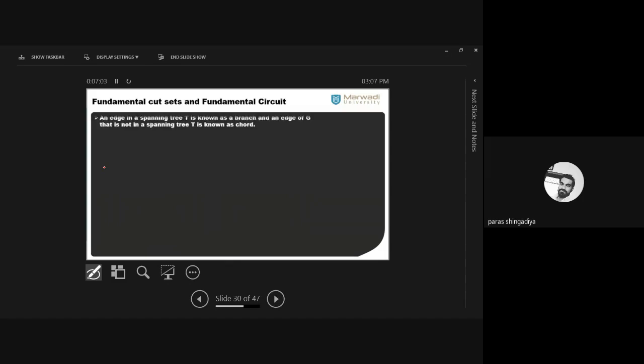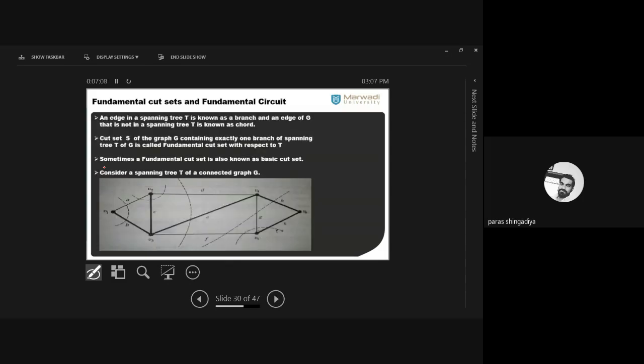Now today we'll start the next topic of this unit, that is known as fundamental cut set and fundamental circuit. First you have to know the meaning of cut set, and based on that we can define the fundamental cut set. So let us first quickly revise the meaning of spanning tree, because a part of the spanning tree is required here to define the fundamental cut set.